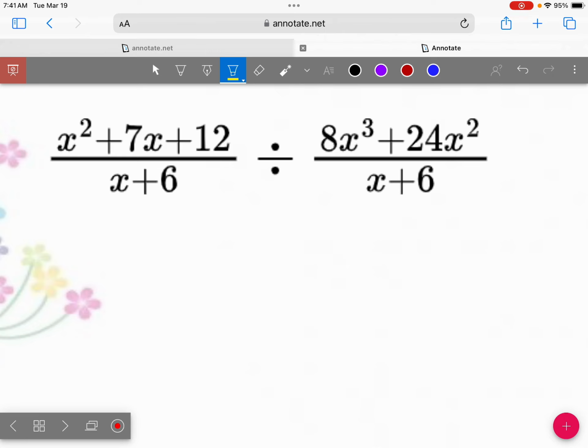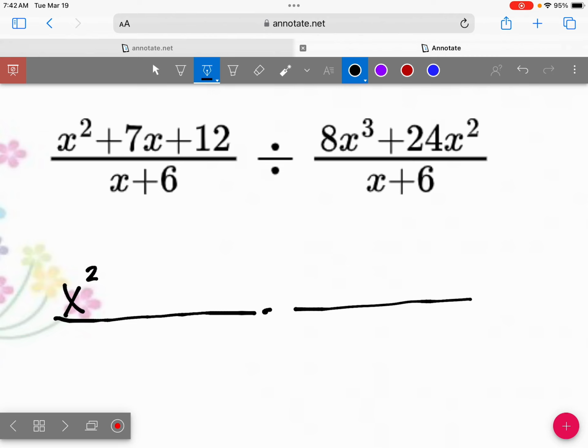All right, so I'm going to start. The very first thing I'm going to do is do my keep, change, flip. It is so much easier when things are in the places where they need to be. So the first thing I'm going to do is I'm just going to rewrite everything with my keep, change, flip. If you want to, when you're working on your own, combine this into one step where you factor and flip at the same time, that's fine with me. But I'm just going to do this now so we can see it.